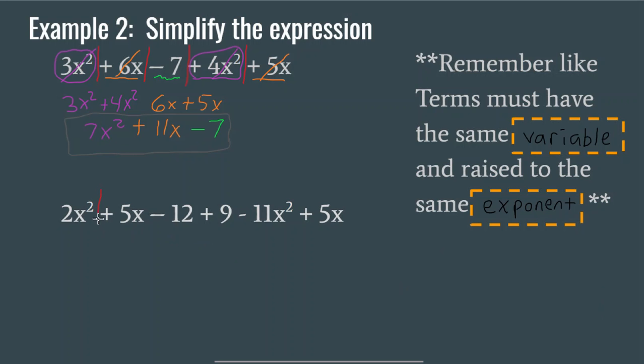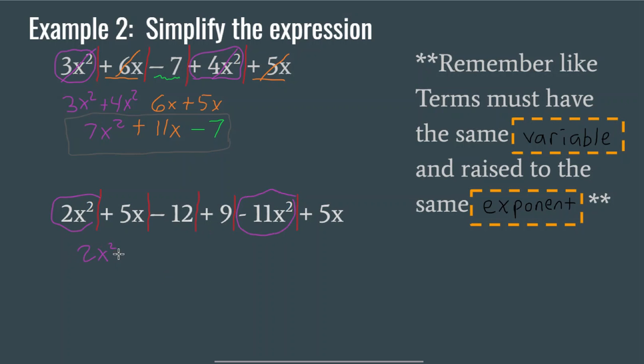The second one. So I'm going to draw and separate my terms. Draw my line, separate my terms. All right, then I'm going to circle my first term. 2x squared. Do I have another 2x squared or another x squared? I do, right here. So I can combine those two, right?